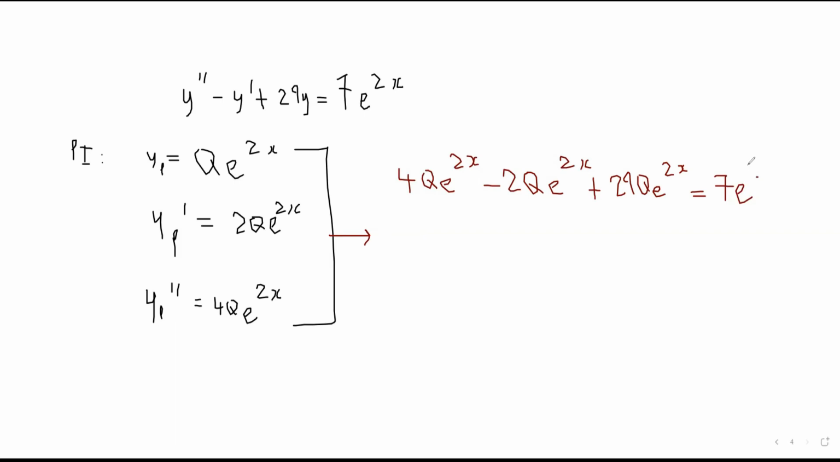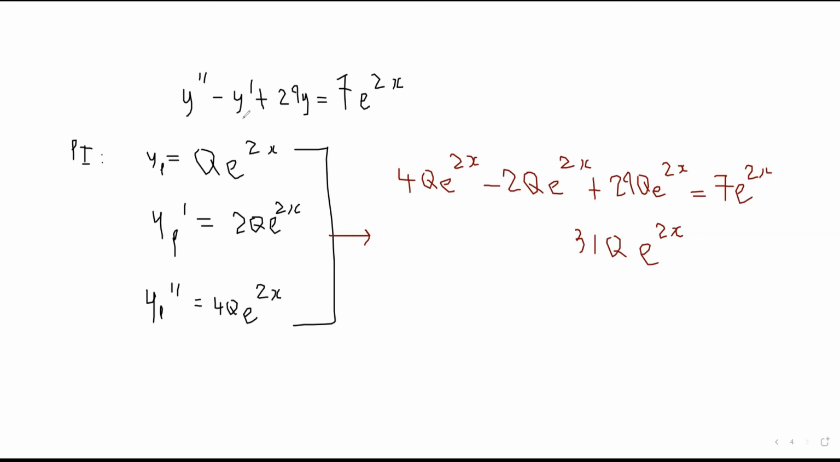Now we need to simplify and find what is q. So let's see what we work out. 4q minus 2q plus 29, all of this works out to be 31. I'm getting 31q times e to the 2x. All right, I just want to make sure I transferred the question correctly, because something looks suspicious. I see what I didn't transfer correctly.